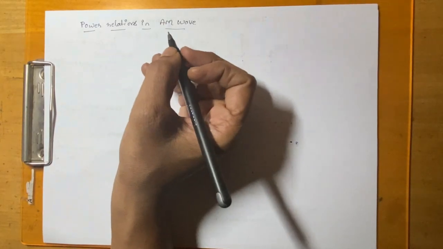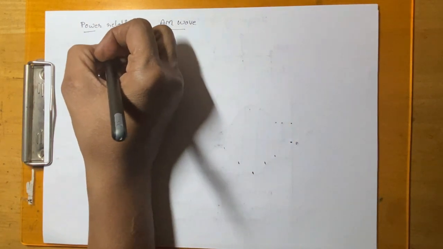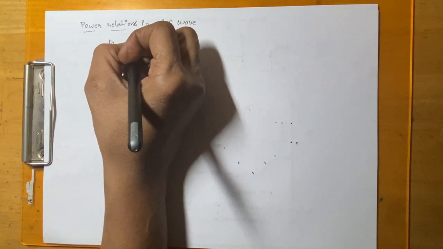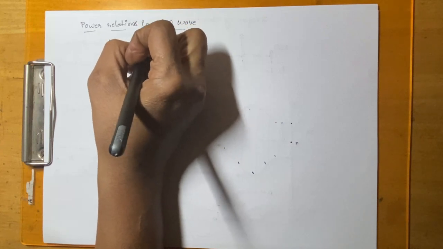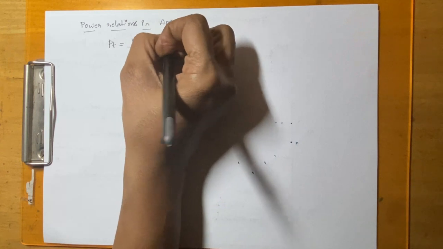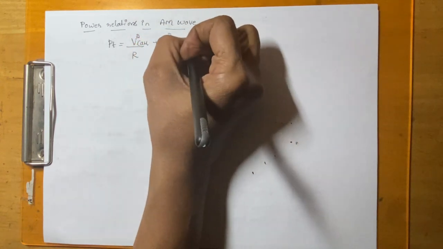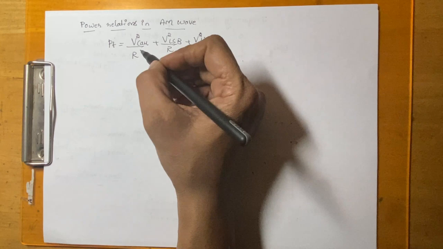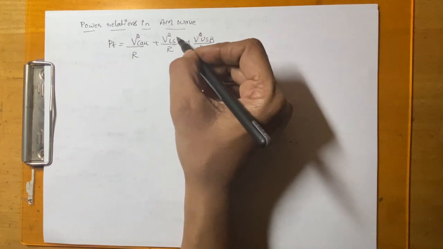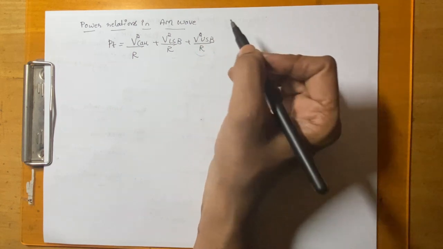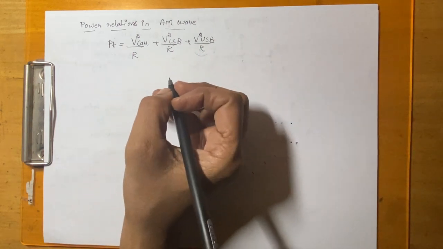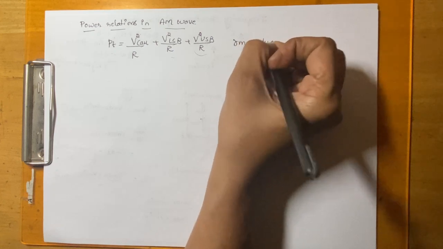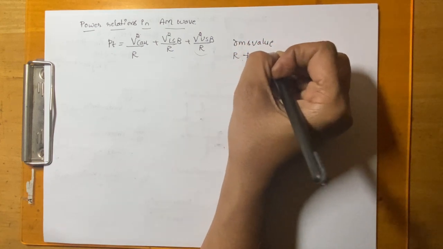Now we'll look at the power relations in an amplitude modulated wave. The total power Pt in a modulated wave can be written as V square of a carrier signal divided by R plus V square LSB divided by R plus V square USB divided by R, which means that the total power is expressed as the power of a carrier signal, power of a lower sideband signal, as well as the power of an upper sideband signal, wherein all these three voltages are RMS values, and R is nothing but the resistance of an antenna.